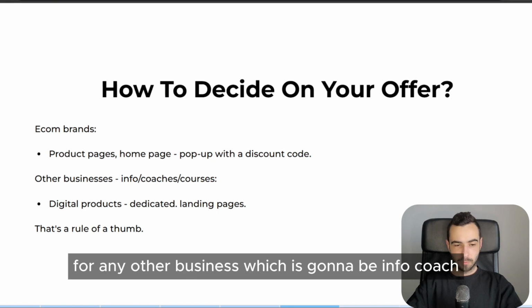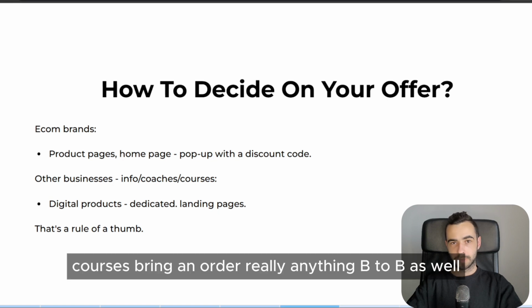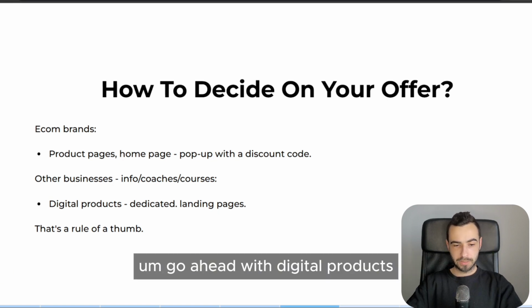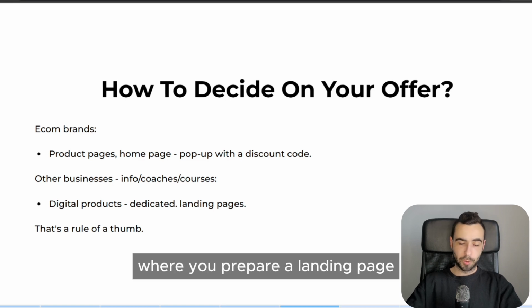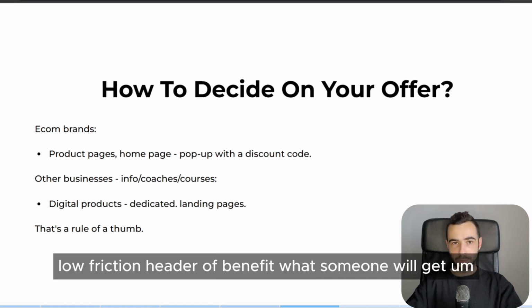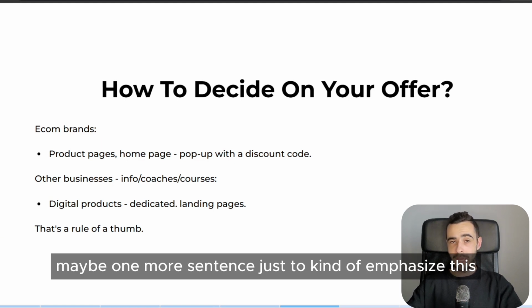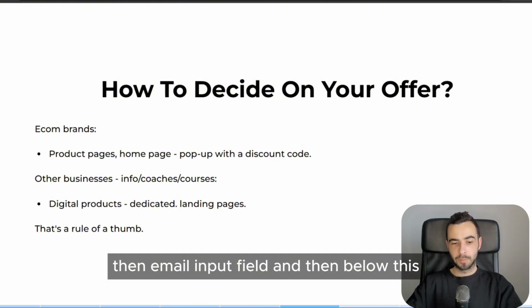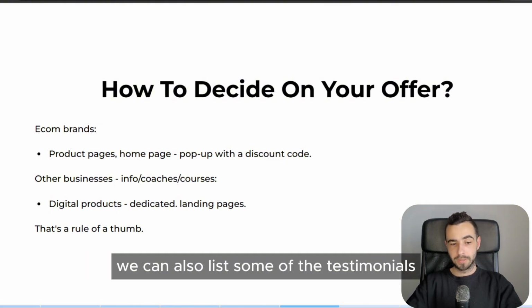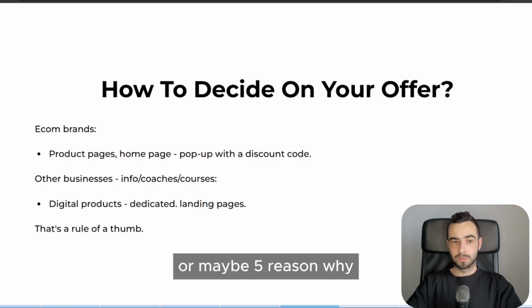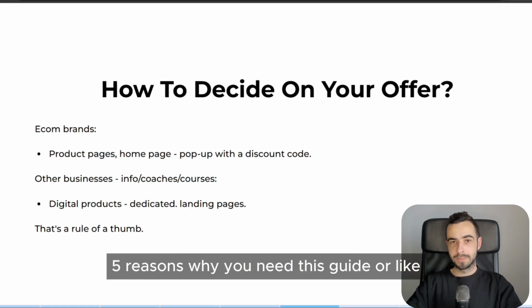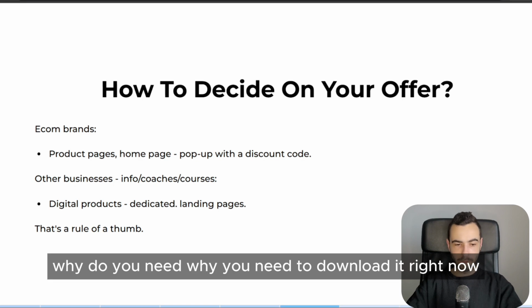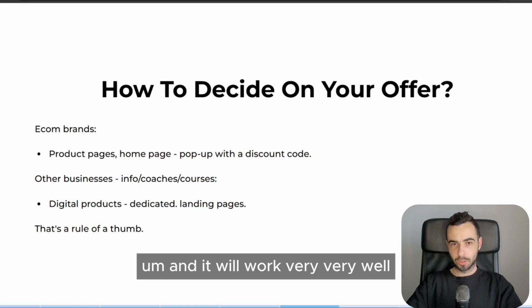For any other business, which is going to be info, coaches, courses, brick and mortar, really anything B2B as well, go ahead with digital products with dedicated landing pages, where you prepare a landing page that's super simple, low friction: a header with the benefit, what someone will get, maybe one more sentence to emphasize this, some of the reviews if you have them, then an email input field. Below this we can also list some of the testimonials, or maybe 5 reasons why you need this guide, or why you need to download it right now, and it will work very, very well.